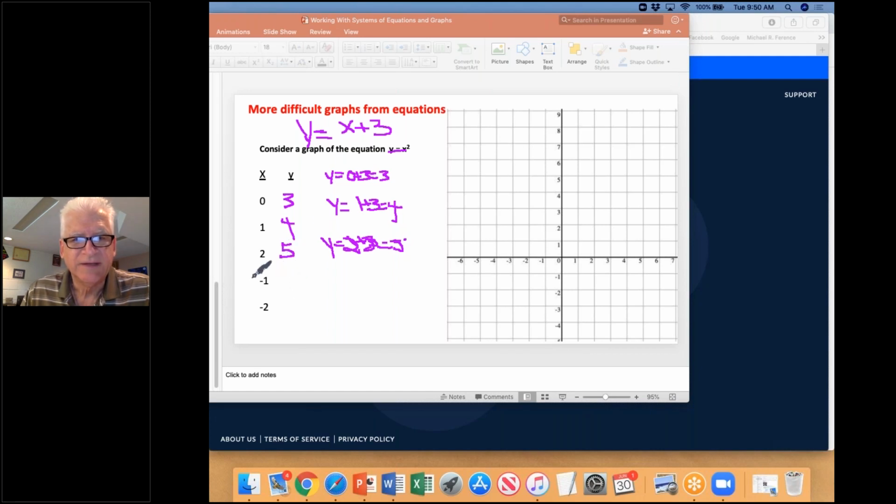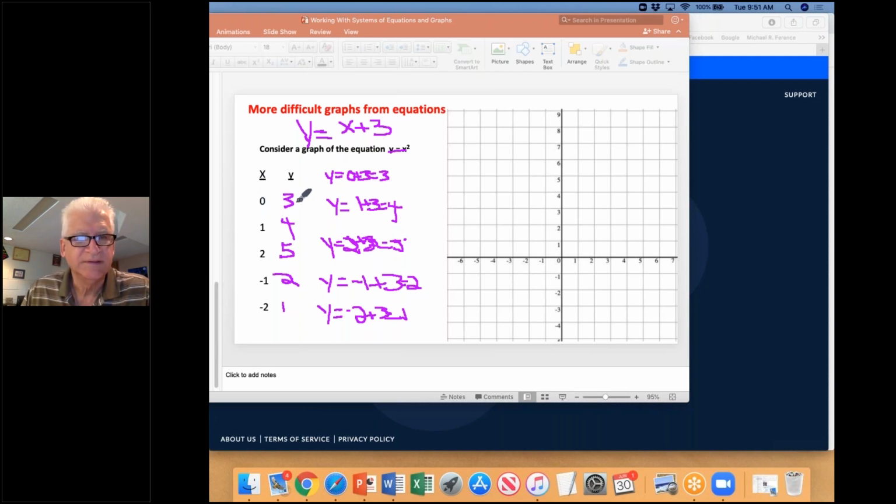Now let's go on the negative side. When x equals negative 1, I have y equals negative 1 plus 3, and that is a positive 2. And when x equals negative 2, I've got y equals negative 2 plus 3, which is 1. So now I've got 5 points that I can plot.